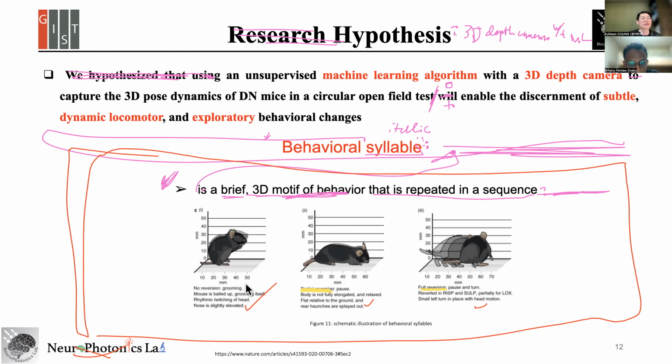Okay. To me, it's a little unclear though. No reversion, full reversion, partial reversion. I'm not sure syllables is a reversion or grooming or pause and turn. Yeah. I mean, you want to define syllables, then have examples. You want to have very clear syllable names, like kind of putting here, okay? This is the syllable. Then people start to understand what you're going to say. Oh, this is a new concept.